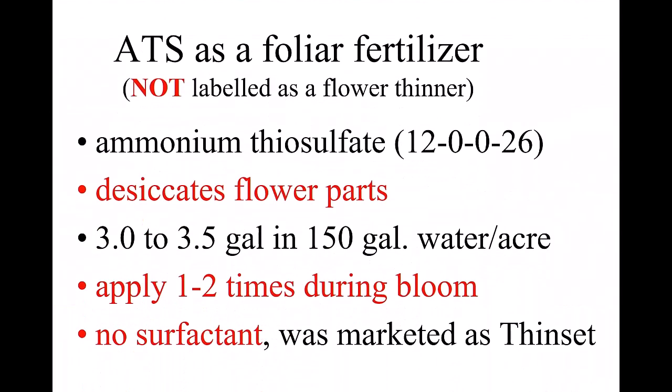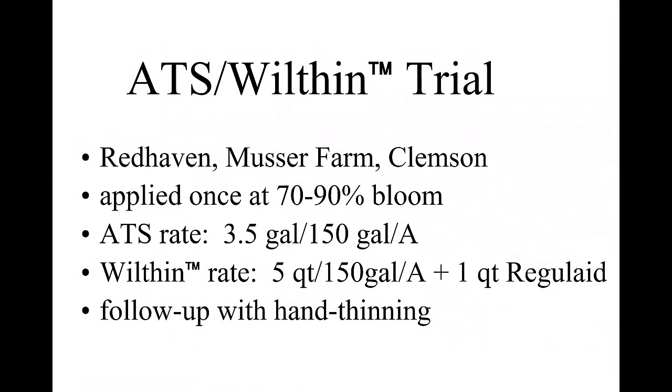Now, ATS is not labeled as a flower thinner. I know in Texas, when they have sulfur deficiencies, it works great at bloom. It takes care of the sulfur deficiency, and it does desiccate flower parts, so you do get a thinning effect. Often it's really best for ATS to fertilize, you need to do it probably two times. And you do not want to use a surfactant, because that overdoes things.